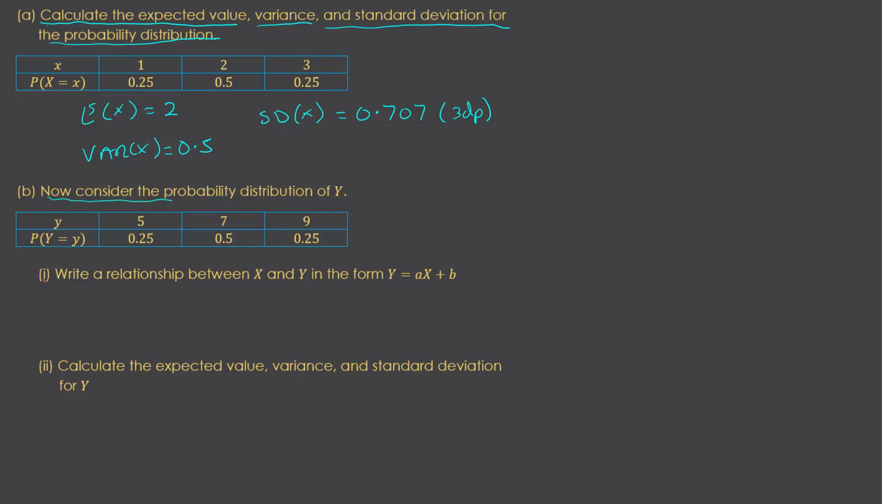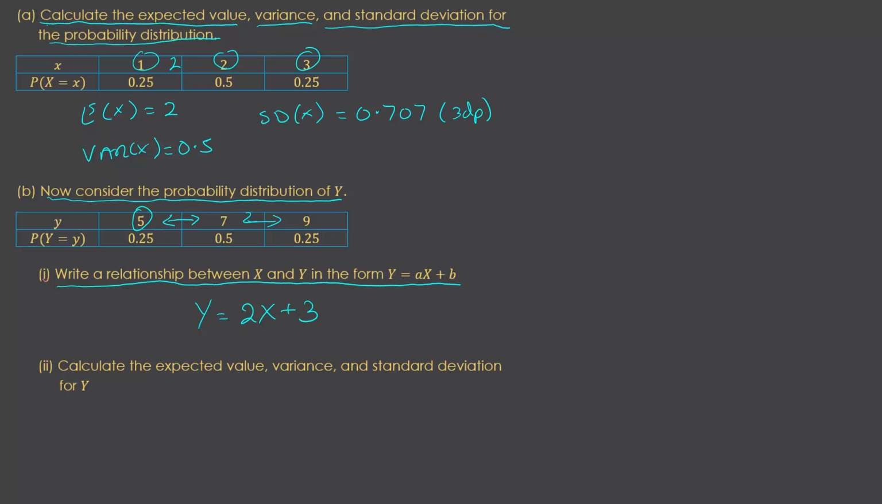Now consider the probability distribution of y. Write a relationship between x and y in the form y equals ax plus b. Well, we can see that the spacing here is 2, whereas up here the spacing is just 1, 2, 3. So that suggests 2x. Now if we start with 1, 2 times 1 is 2. This is 5, so plus 3.